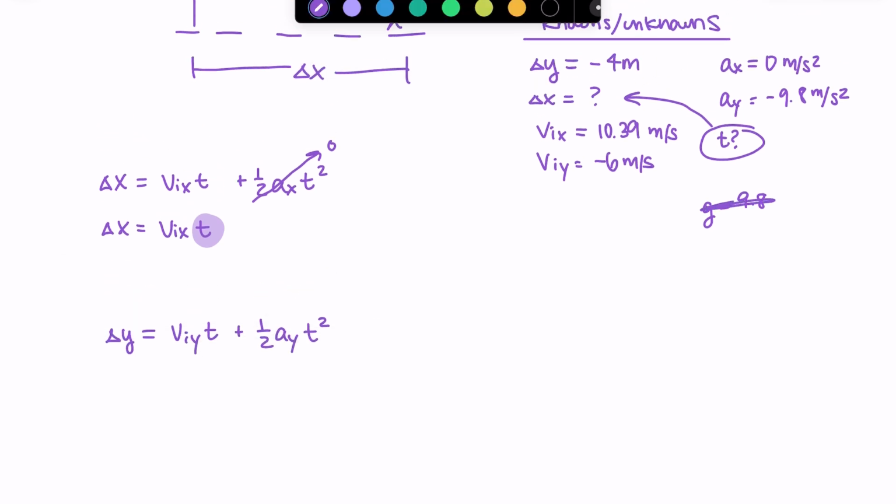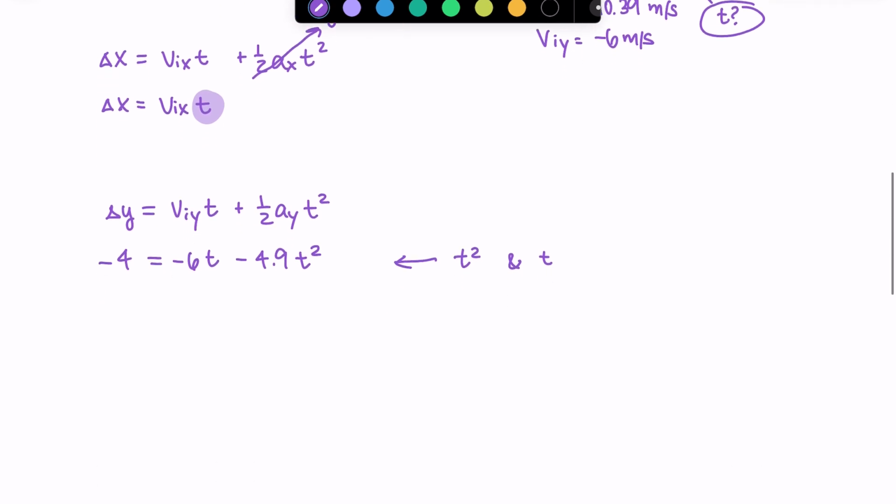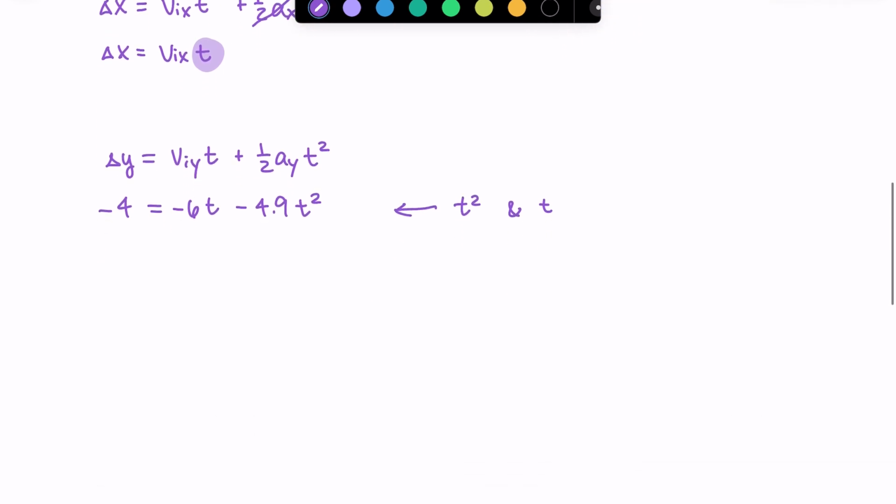All right, so let's get rid of that. Our delta y is -4. Our initial y velocity is -6. 9.8 and a half is 4.9 t squared. This has a t squared and a t in it, which means it's a quadratic equation. So I'm going to rearrange these. We'll start with negative 4.9 t squared minus 6t, add the 4 to the other side, plus 4, and now we have everything set equal to 0.